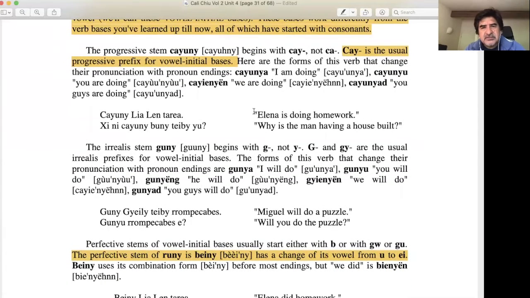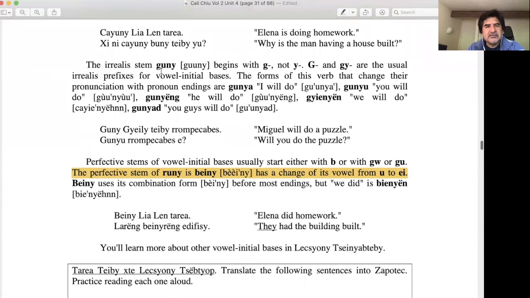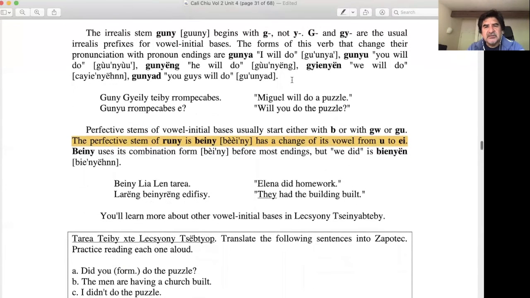Let's look at some of the sentences. Elena is doing homework. We say kayun lelean tarea. Again, kayun lelean tarea. And why is the man having a house built? Shini kayun buin tebyu. Shini kayun buin tebyu. Here the real stem begins with the G and not the Y. Please read these details. As usual, I'm going to mostly concentrate on helping you pronounce these sentences, but I hope you are doing your part in reading the details, which explain a few things I might not go over because of time. If I want to say Miguel will do a puzzle, I will say un yelte rompecabezas.